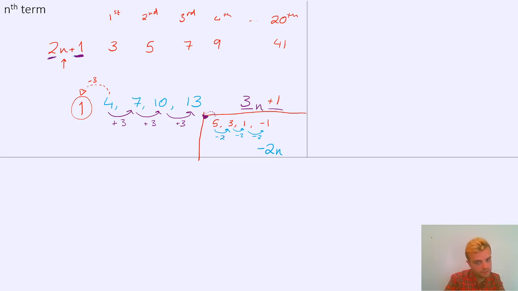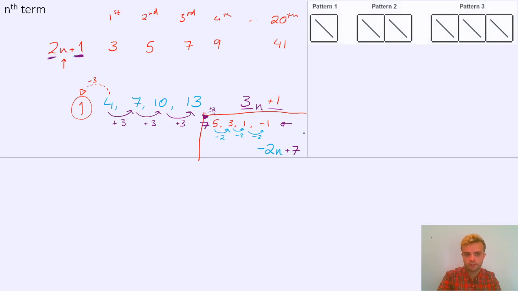And if we're subtracting 2 to go forwards, then we have to add 2 to go backwards. And 5 plus 2 is 7. And if that's a positive 7, so the bit that comes after 2n is plus 7. So this, minus 2n plus 7, is the rule for this sequence in red here.